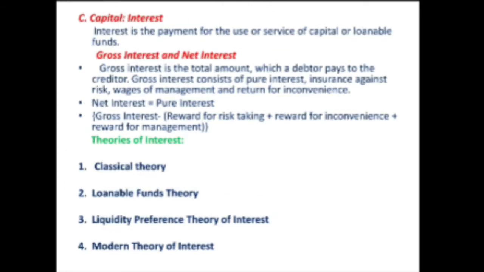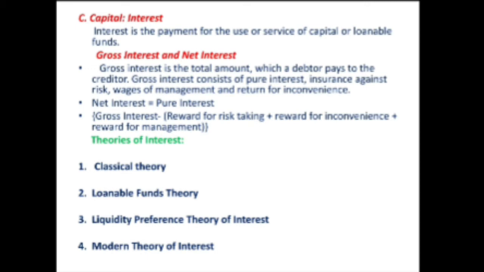Then we come to the concept of capital. Capital earns interest. Interest is the payment for the use or service of capital or loanable funds. Now we have 2 important concepts of interest. One is gross interest and another is net interest. Gross interest is the total amount which a debtor pays to the creditor. Gross interest consists of pure interest, insurance against risk, wages of management, and return for inconvenience.